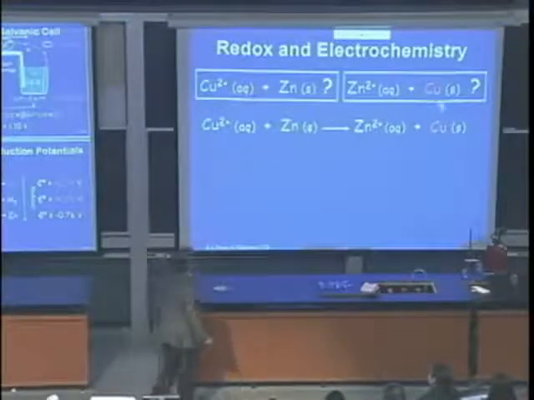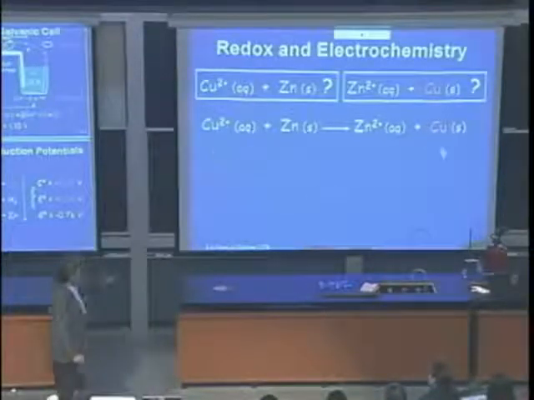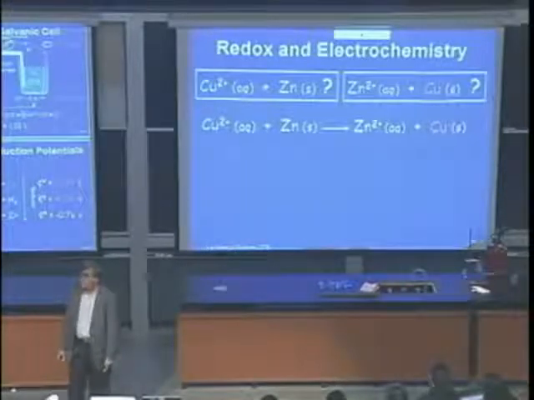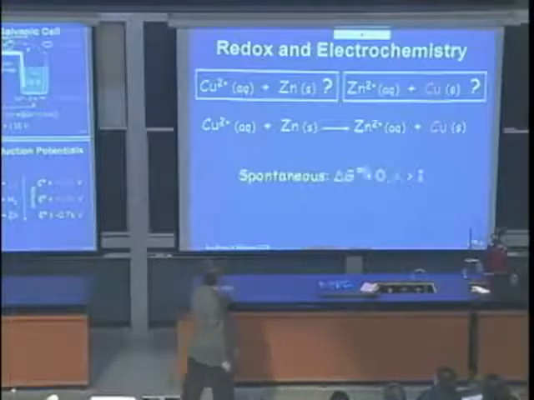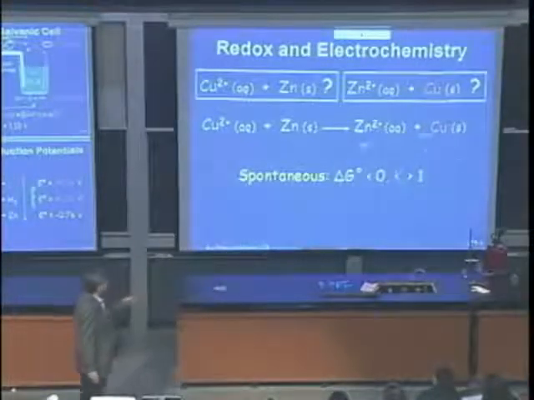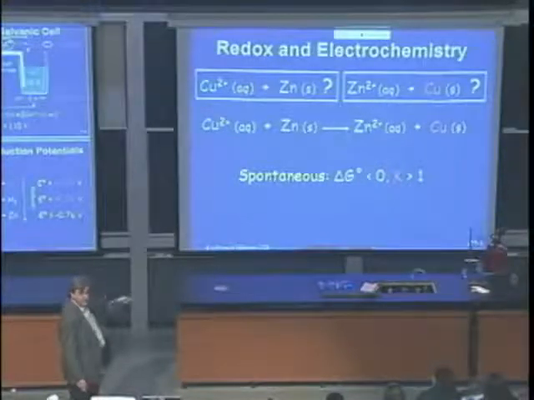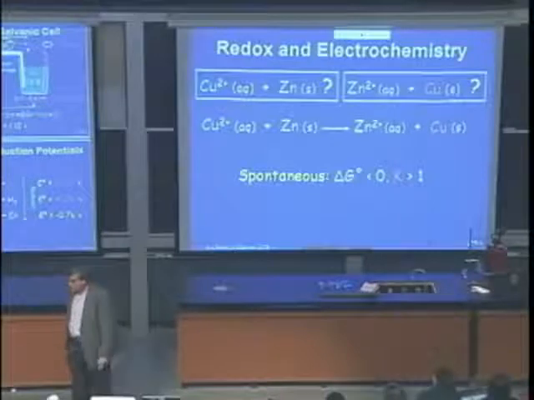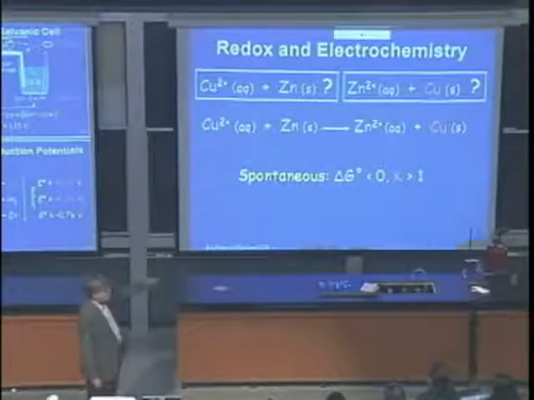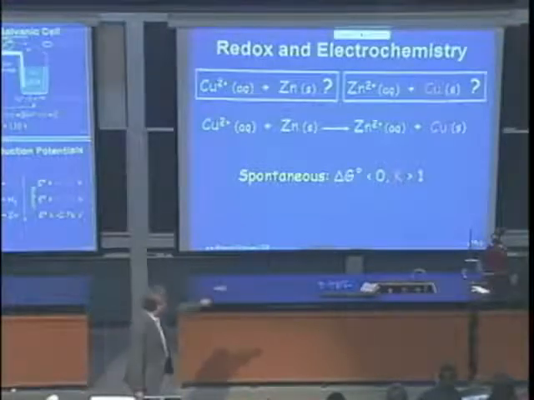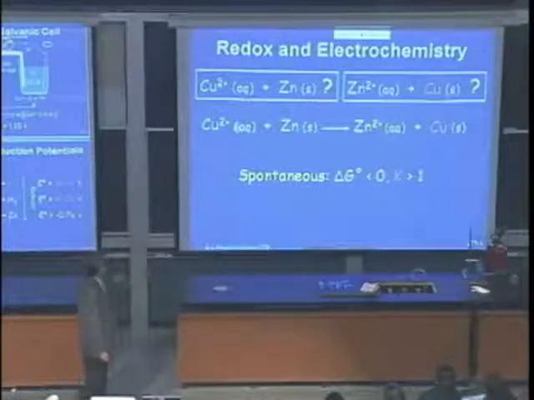Zinc gets oxidized, producing 2 electrons, and these 2 electrons are furnished to the copper, and the copper becomes copper metal. So there are electrons flowing, and we have a reaction. We know that this K is larger than 1. That means it's on the product side. And with this, delta G is smaller than 0. So this is what will happen spontaneously. The opposite will not happen spontaneously. So the zinc goes in solution and the copper plates out.